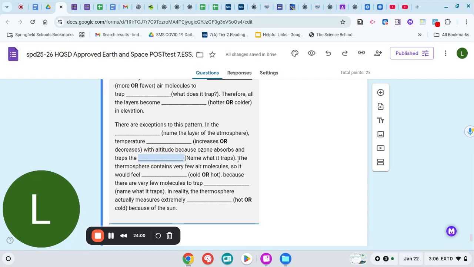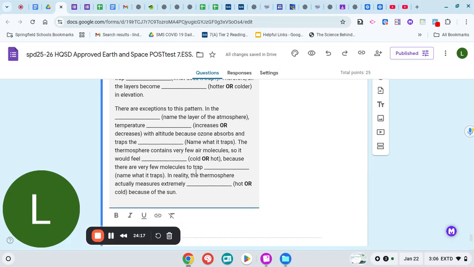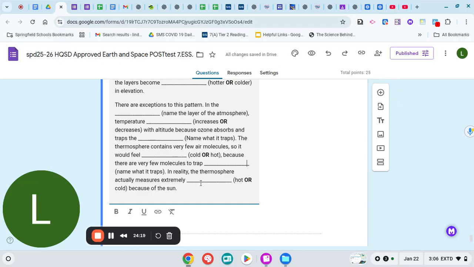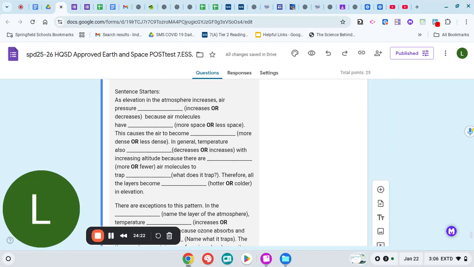Then you're going on to the last layer of the atmosphere, the thermosphere. It says the thermosphere contains very few air molecules, so it would feel blank. You're either writing cold or hot because there are very few molecules to trap blank. What is it trapping again? In reality, the thermosphere actually measures extremely blank, hot or cold because of the sun. So that's what you're doing there.